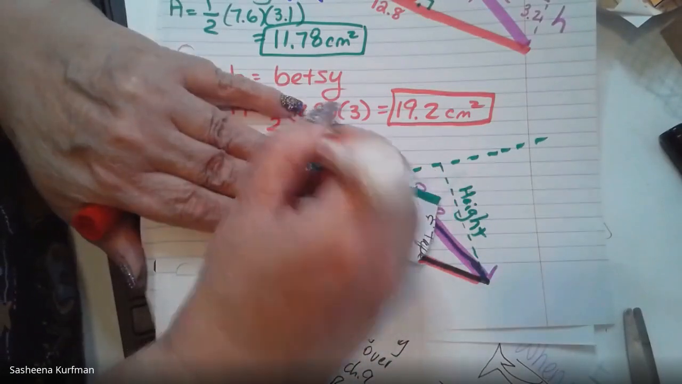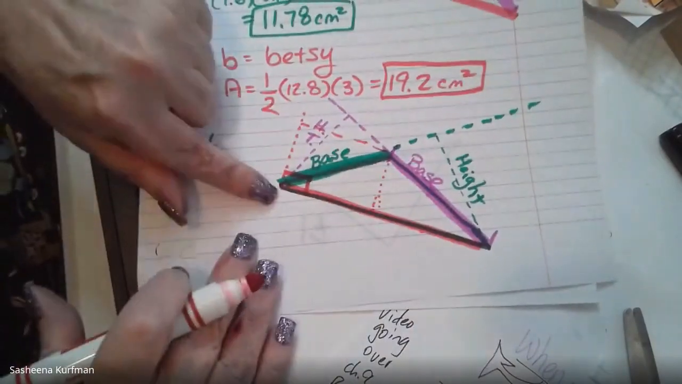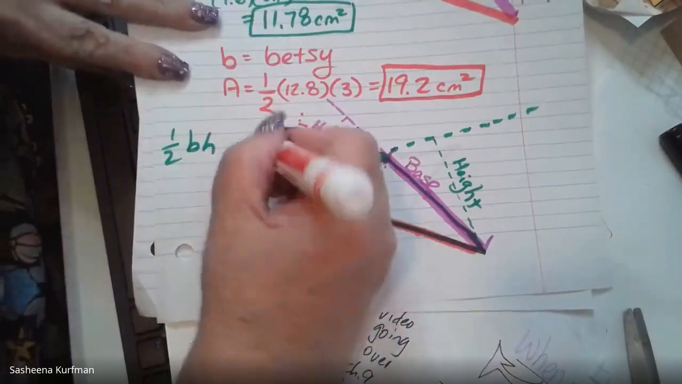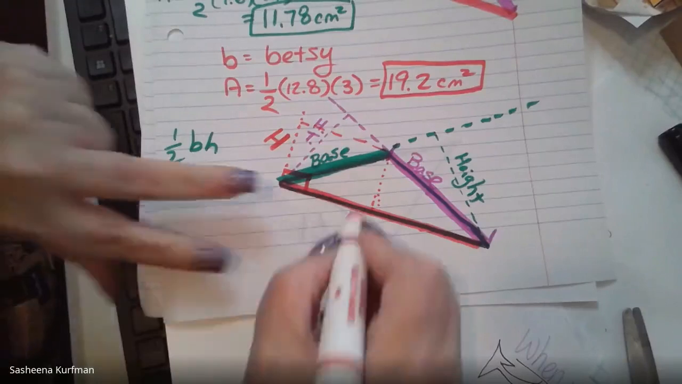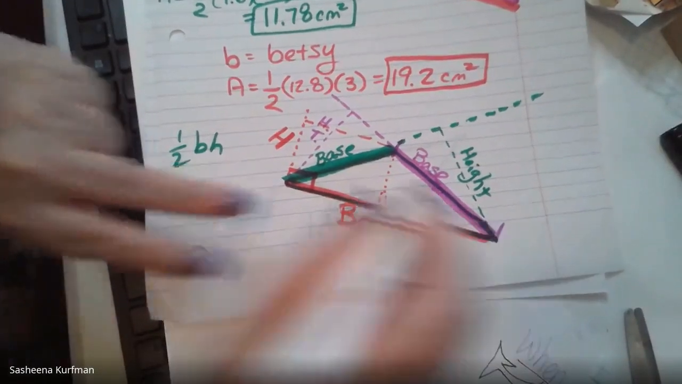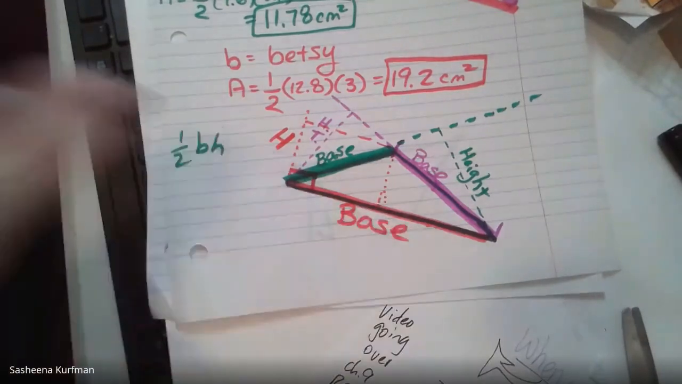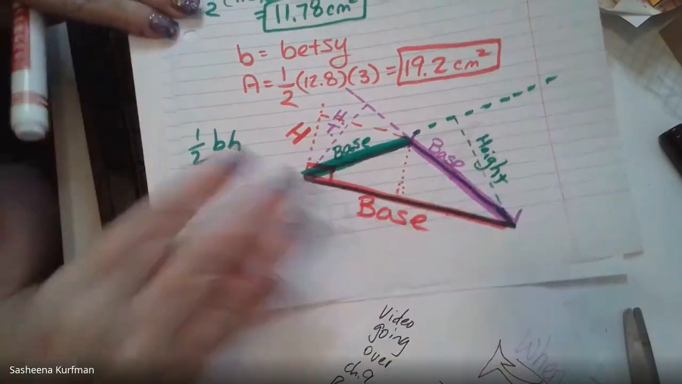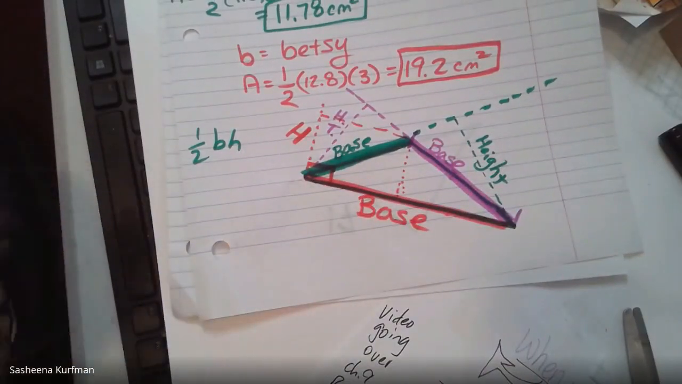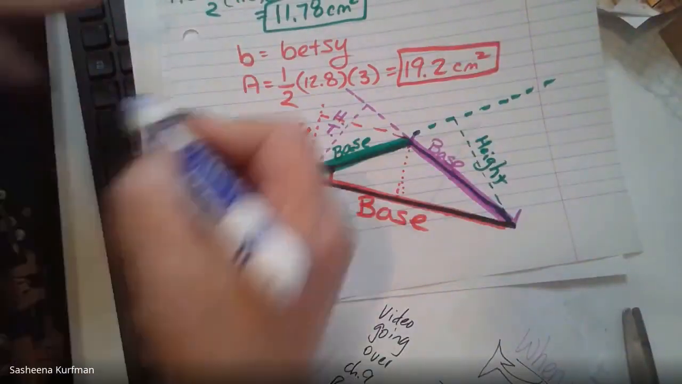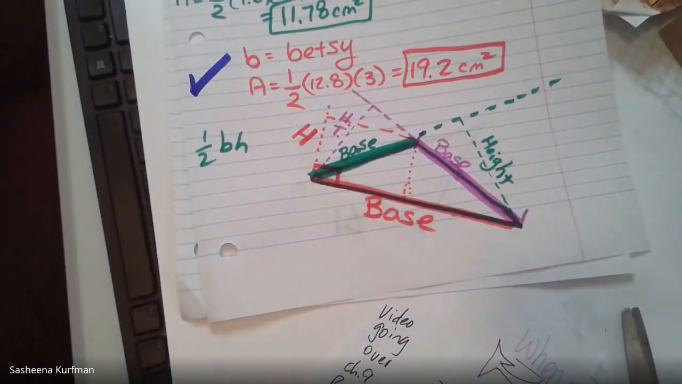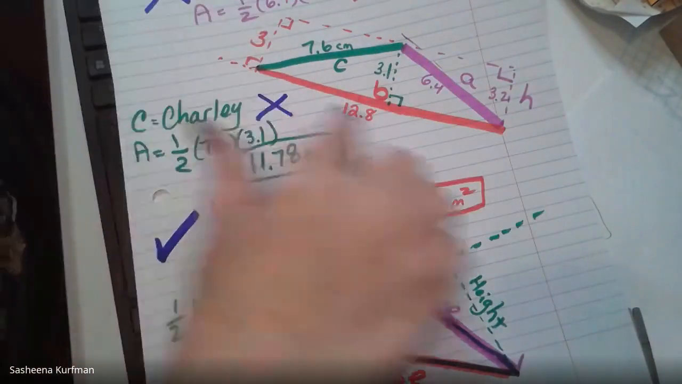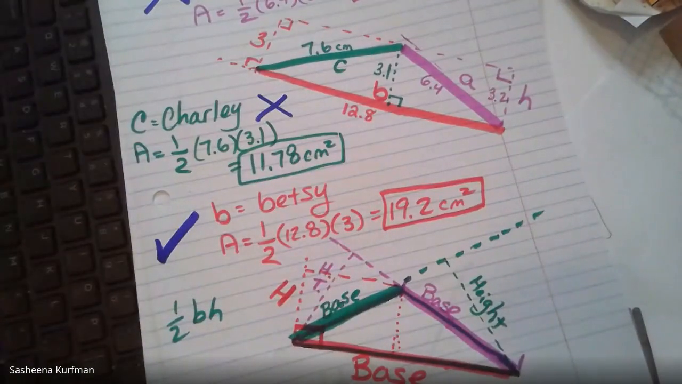So this is the perpendicular distance from this base to this vertex. This is the height that Betsy found, and this was Betsy's base. As long as she measured it right, and they all did according to the problem, we now know that Betsy calculated her area properly. So Betsy gets a cookie. Betsy did it right in her work here, in red. So she got the correct answer.